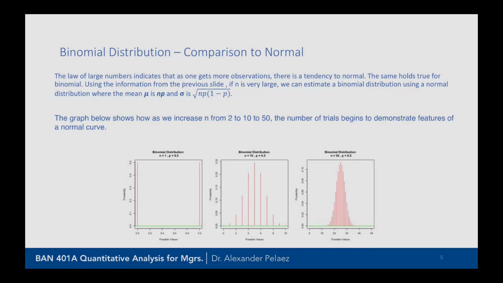The reason this is important is because, as we have the law of large numbers, as we get more and more observations, there's a tendency toward normal. And the same holds true for the binomial. And so we have three charts here to show that. The first chart to the left shows the probability of just two outcomes. N equals 1, number of coin flips, probability of success 0.5. And so we end up seeing that the probability of failure and the probability of success are both 0.5.